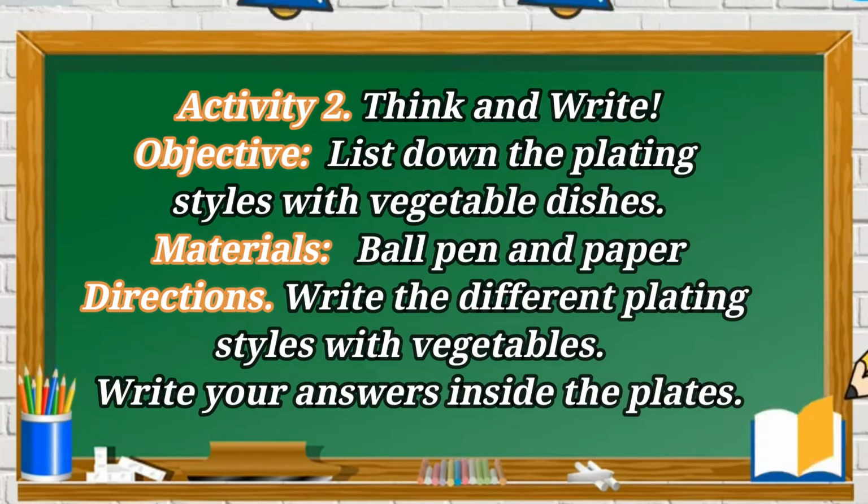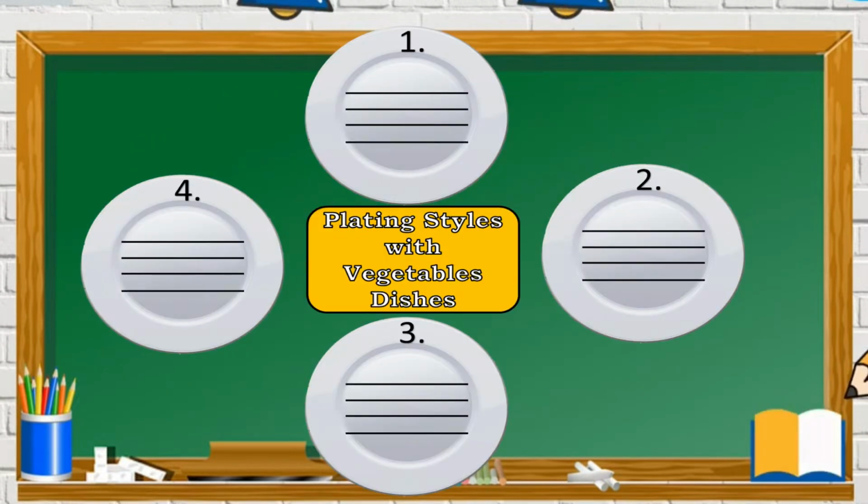This activity number 2 is entitled Think and Write. The objective of this activity is to list down the plating styles with vegetable dishes. The materials needed are ball pen and paper. All you need to do is to write the different plating styles with vegetables. Write your answers inside the plates.